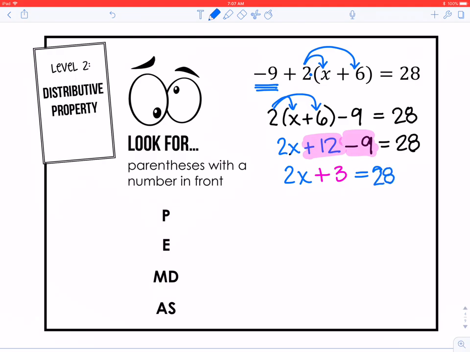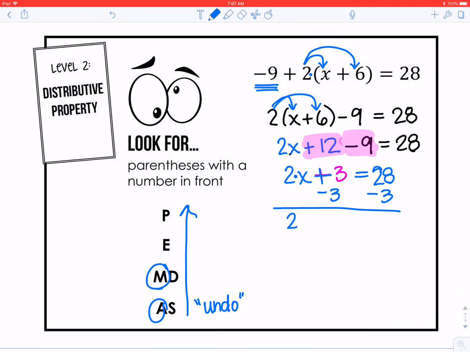Okay, so now that we have it all cleaned up, this looks a little more familiar, and we are ready to solve. So let's undo the operations that have happened to x. Check your operations. I have x times 2, so there's a multiplication, and then after that we have added 3. Those are the 2 pieces that I need to undo. The inverse of addition is subtraction. So let's go ahead and subtract 3 from both sides, and update. Now on the left side of my scale, I just have 2x because this totals 0. And then on the right side, 28 minus 3 is 25.